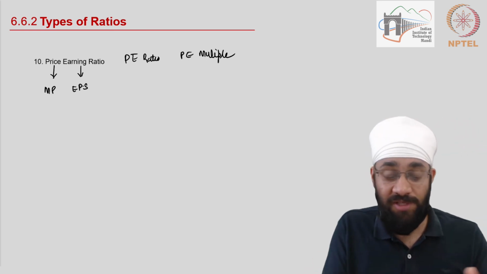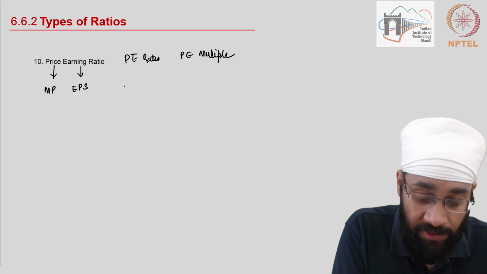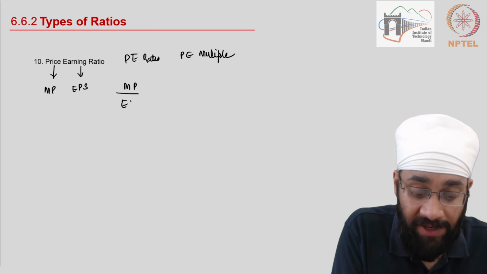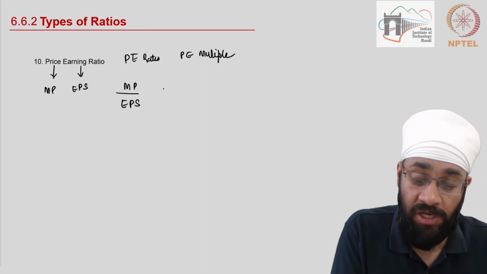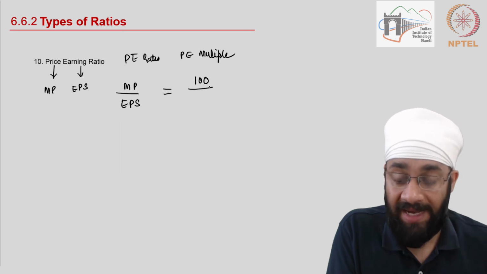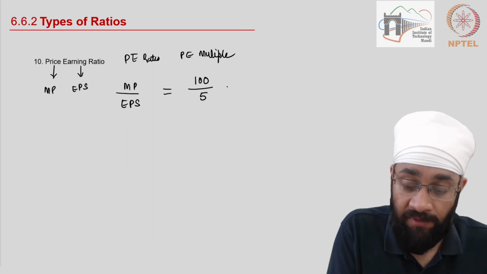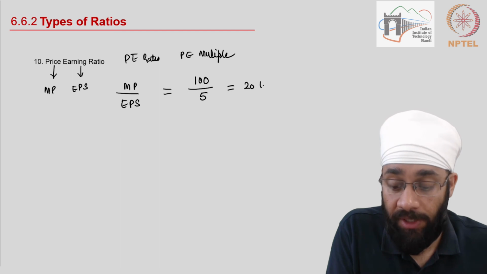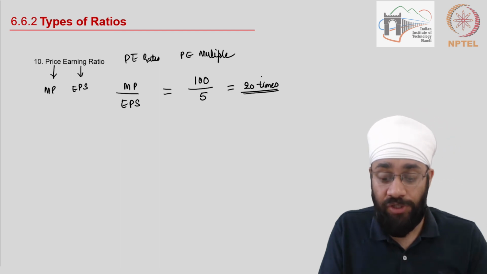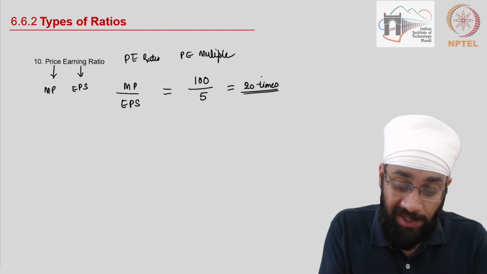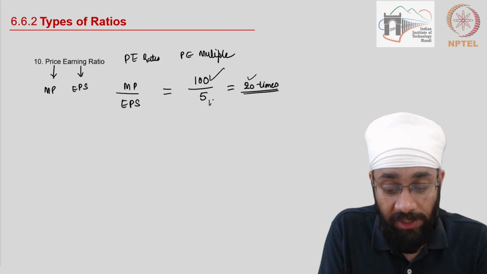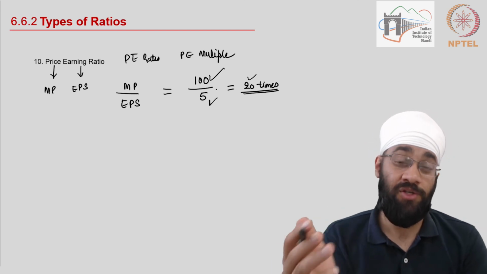You know both these numbers. So all we are doing is taking the market price of the share and dividing it by earnings per share. So right now, if the market price of the share is 100 and the earning per share is 5, then the PE multiple is 20 times. This is mentioned in times. So 20 times means the market price of the share is 20 times the earnings per share.